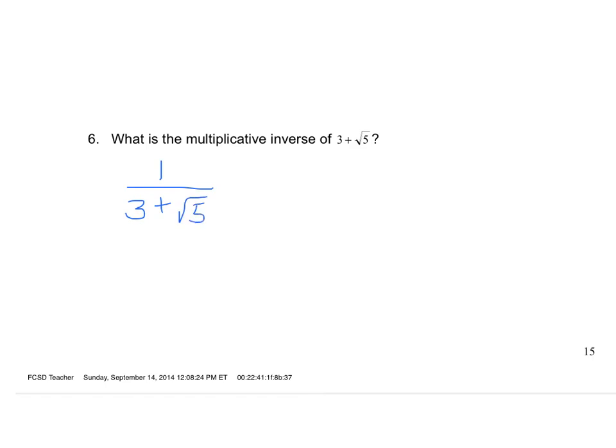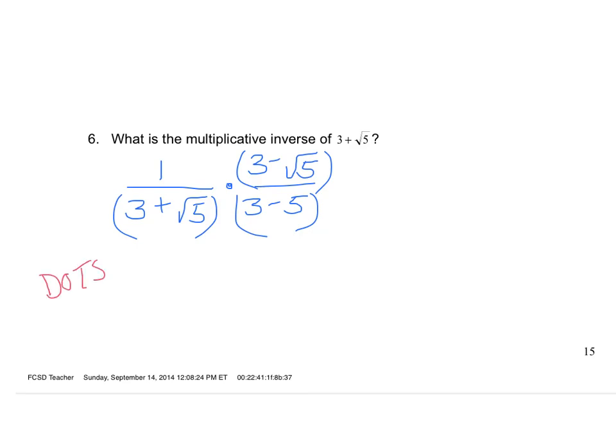And can I have a radical in the denominator? No, I cannot. So I'm going to have to multiply top and bottom, in this case by the conjugate, because it's a binomial. The conjugate of 3 plus radical 5 is 3 minus radical 5. Now on the bottom, do I have dots? I sure do, which means it's going to be done in the right way. So instead of doing all FOIL, I just have to do first and last.